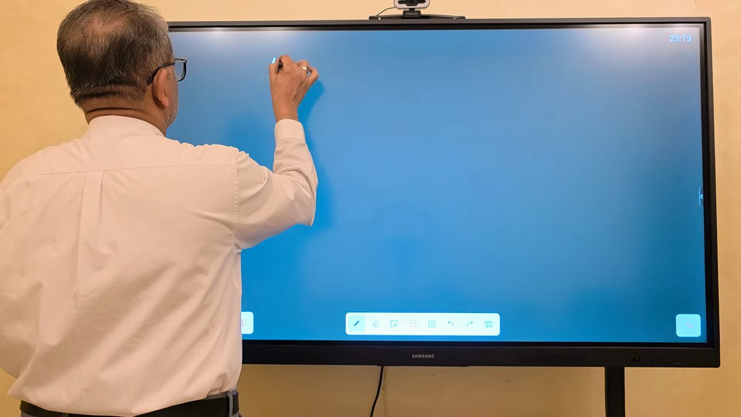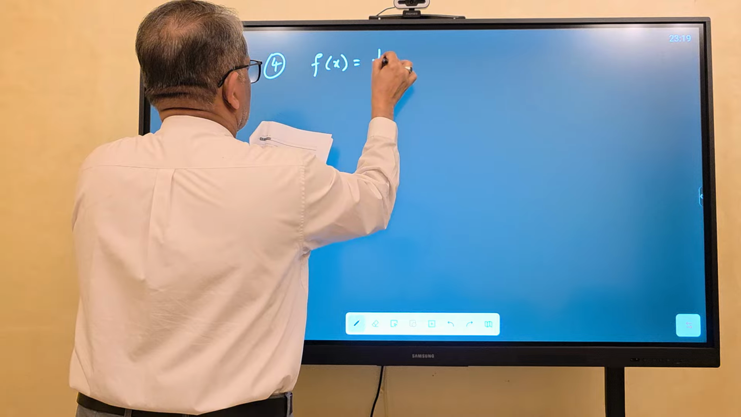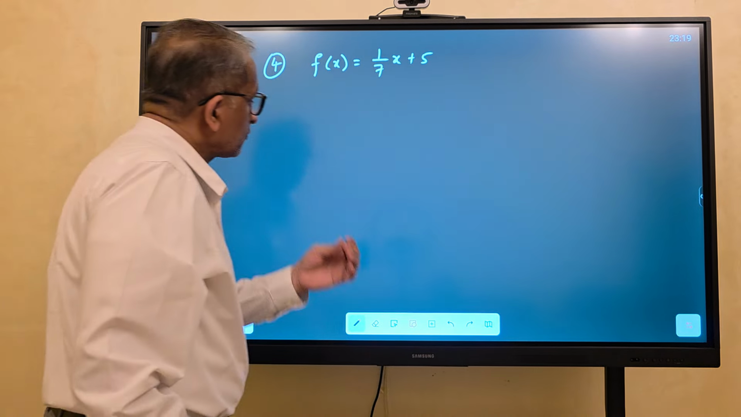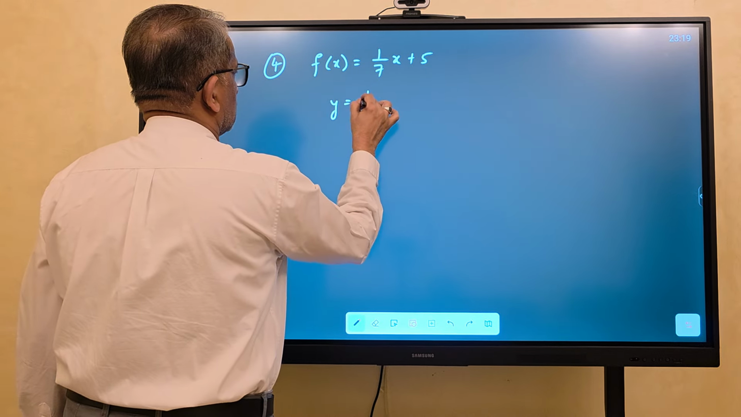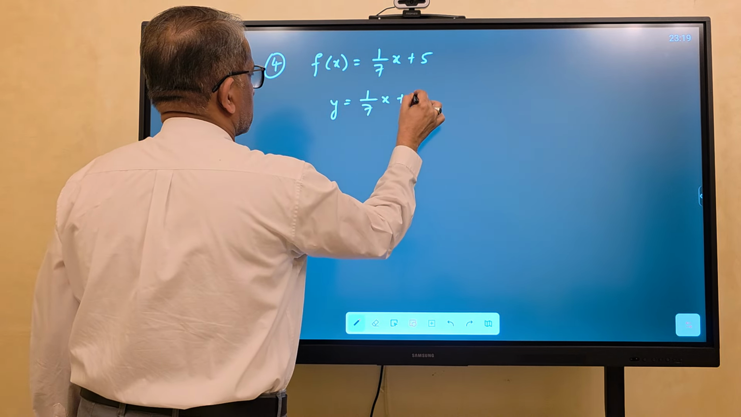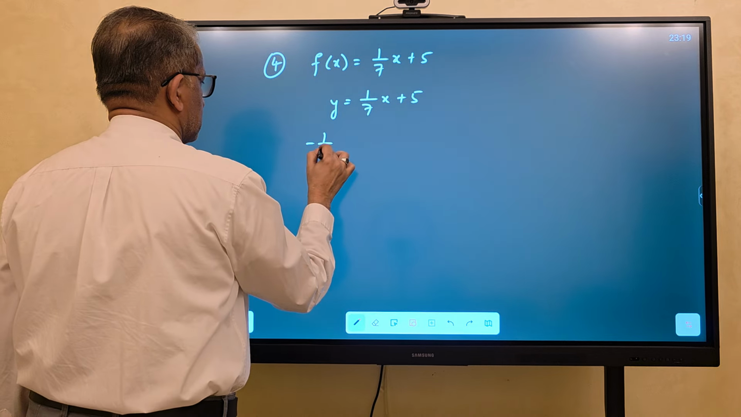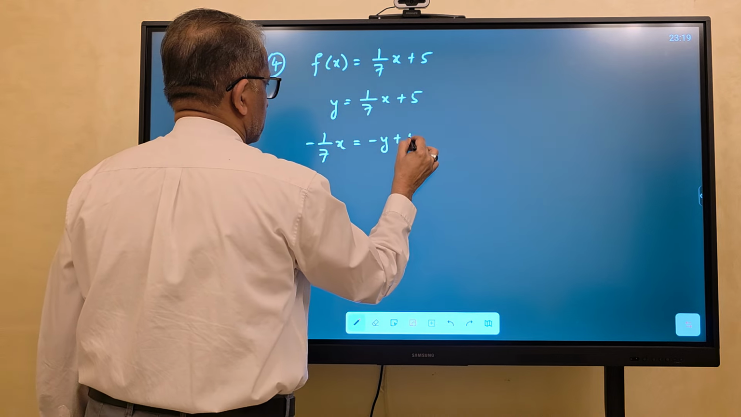Number 4. f(x) is equal to 1/7 x plus 5. First step, y equal to 1/7 x plus 5. Bring x to the left side: minus 1/7 x equal to minus y plus 5.